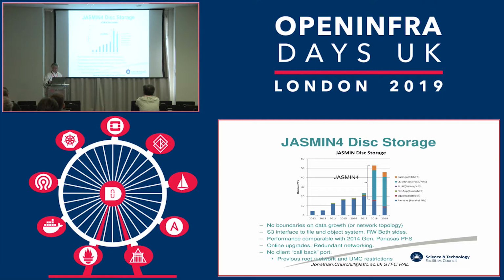But we came out with two winners, Caringo and QuoByte. Caringo is traditionally an object store which has an LFS interface on it. QuoByte is a file system which has an object system on top of it. You can see that we've gone significantly, so 2018, this bit of JASMIN 4 that we're talking about here, we've increased our usable capacity by quite a substantial amount.